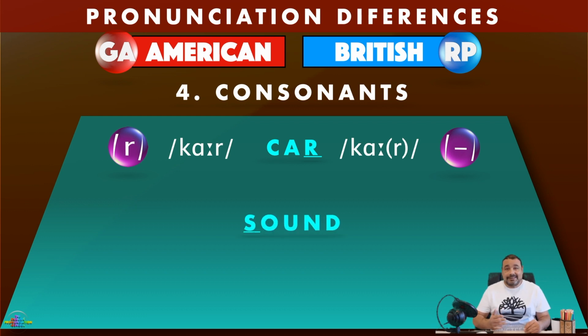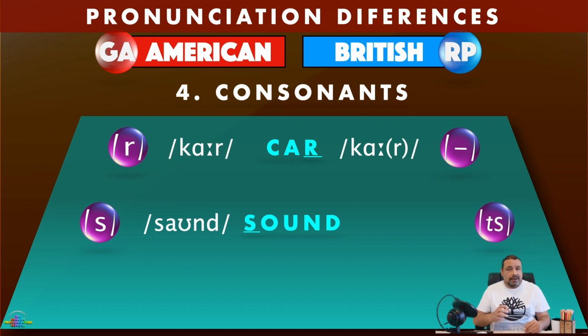The second is the S sound. Normally in America, this sound is soft and flat, like "sound." However, in British, this sound is more plosive or bumpy. So we say "sound," with an S and a T. So "sound" American, "sound" British.